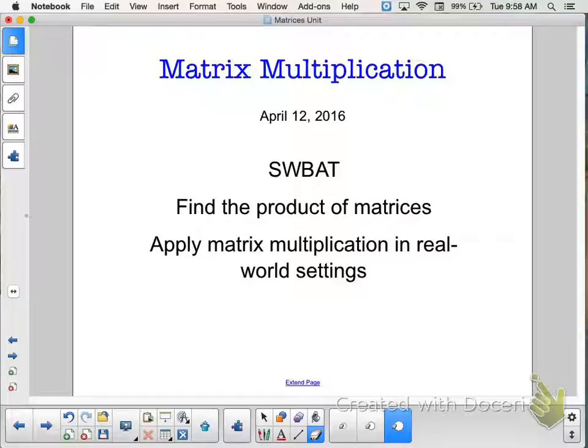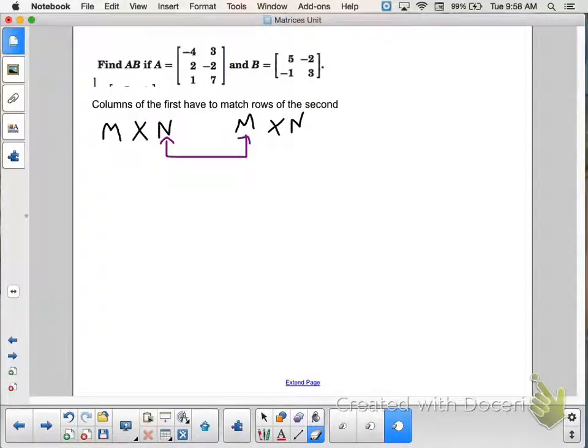What we're going to do today is find the product of two matrices, and then we're also going to apply matrix multiplication in real-world settings. So let's go ahead and move on to our first question.